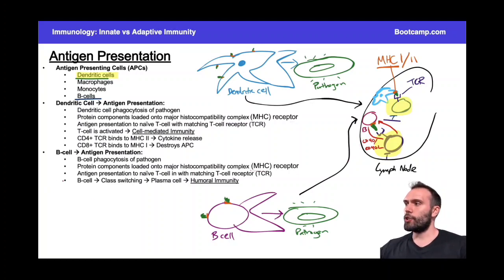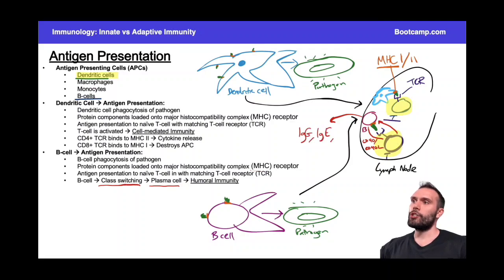So what happens is the T cell is going to send a signal to the B cell, right? And now the B cell can turn into a plasma cell, and then it can just start pumping out antibodies. And again, if we undergo class switching, we might start pumping out antibodies like IgG, IgE, IgA.